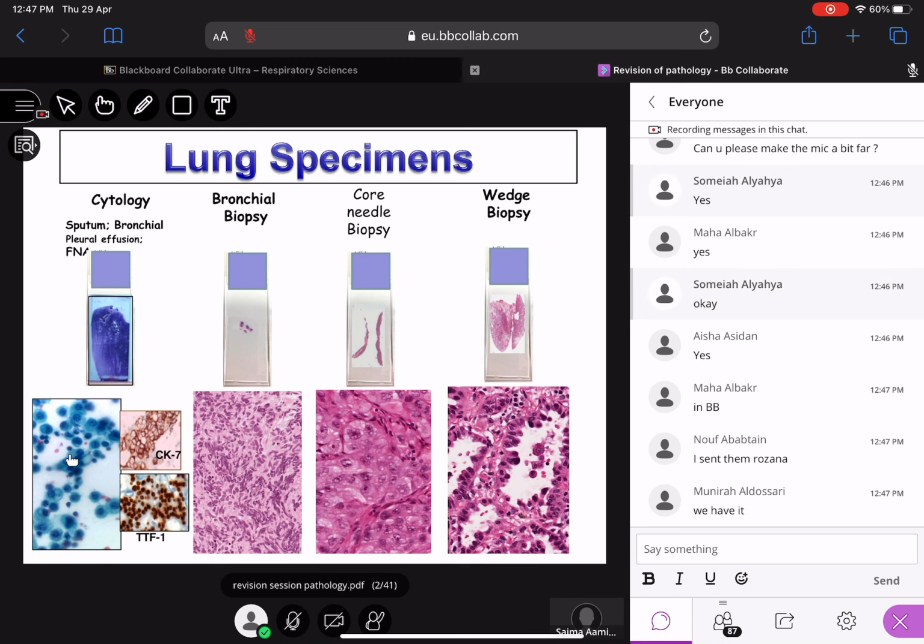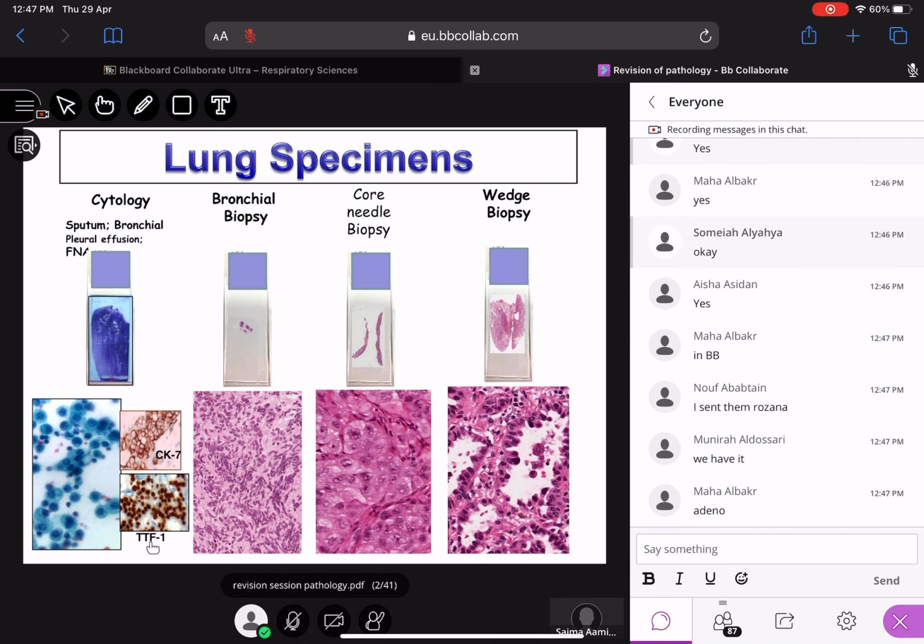Okay, so not only can you study the cells, but you can also do immunohistochemistry on it. So this is a sample of cytology on which these two stains were done, cytokeratin 7 and TTF1. So tell me, what is the diagnosis? Now you have the background of adenocarcinoma, exactly. So you have TTF1, which is nuclear positivity, and you can see membrane positivity of cytokeratin 7. So the diagnosis is adenocarcinoma, correct.